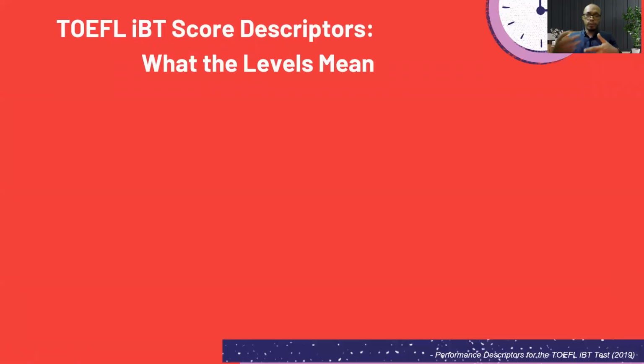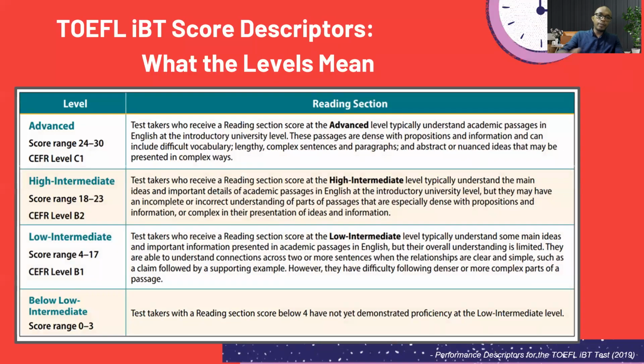Okay. Now, what do those levels mean? What does advanced mean, or basic or low intermediate? Well, in the reading section, if your score is from 24 to 30, then it shows that you have an advanced level in the reading skill. And this shows that you can fully understand academic passages in English at the introductory university level.